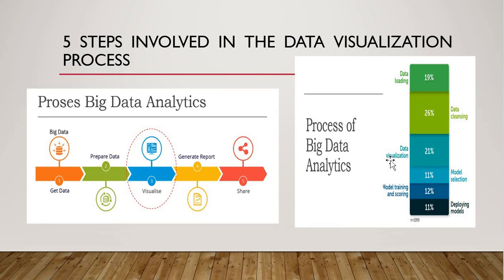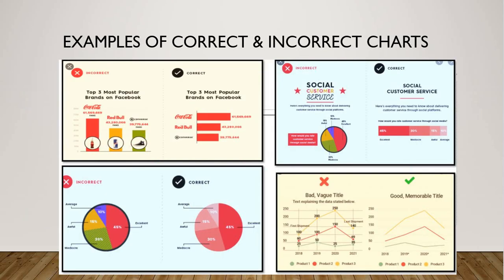Okay, this is the process of big data analysis in terms of percentage. So, you boleh nampak lah, data loading, kemudian data cleansing, data visualization. Okay, so you can expect this is the effort that you must put. So, model selection, model training and scoring and deploying models. Okay, these are the examples of correct and incorrect chart. Okay.